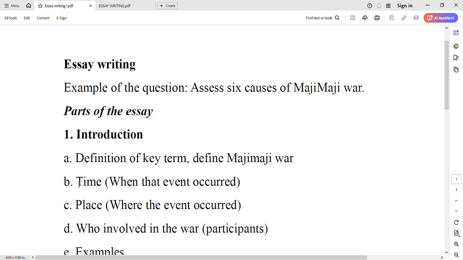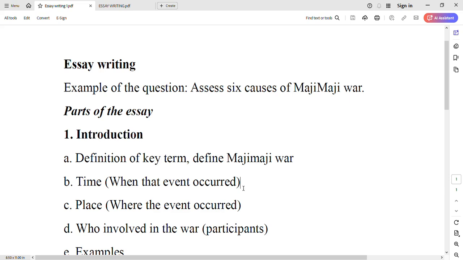The issues of age, period, millennium, duration, all those were cases that taught you how you can determine date. So you tell us when the event occurred. In the case of the Maji Maji War, you tell us when the Maji Maji War occurred. Actually, we know it is 1905 to 1907.